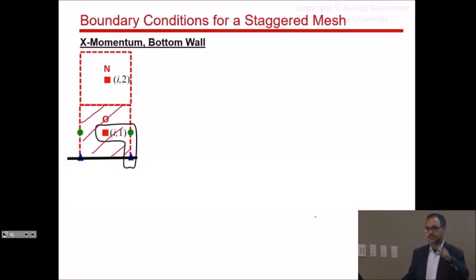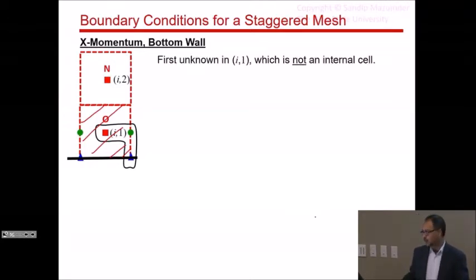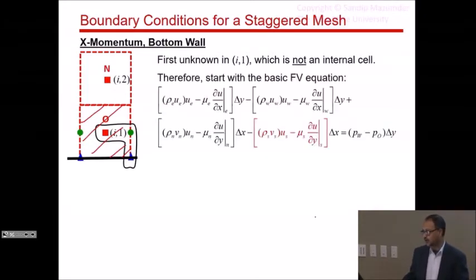And the cell center is just like you have in a collocated mesh. Okay, delta y over 2 displaced from the wall. So we're trying to develop the finite volume equation for this control volume now, okay? So this is not an interior cell, this is clearly a boundary cell, and therefore we are going to get back to our basic flux balance, okay?